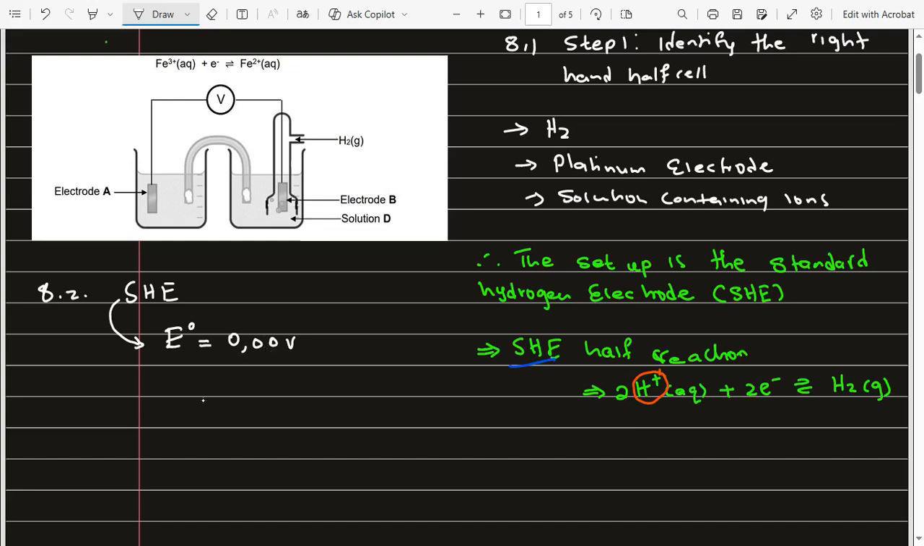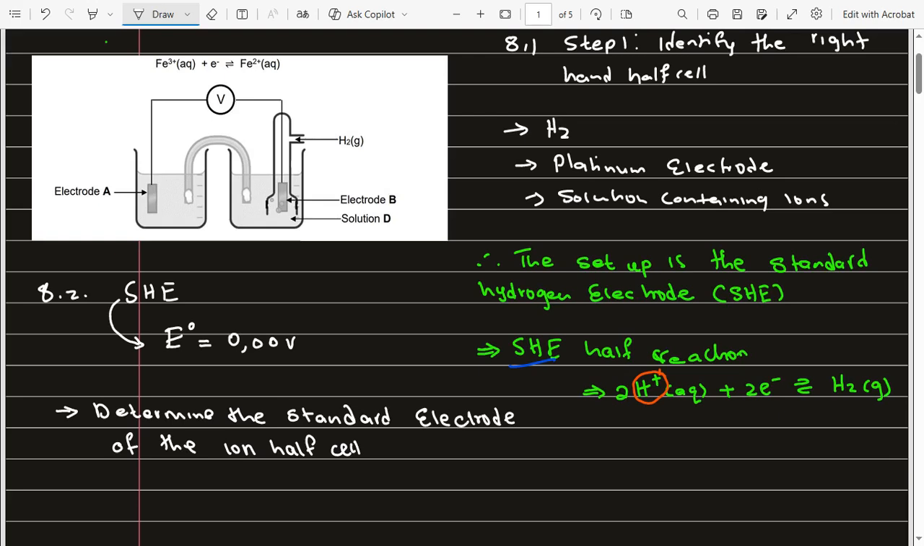So now what you're going to do is determine the standard electrode potential of the ion half cell. Okay, so let me write this down. So we're going to determine the standard electrode potential of the ion half cell. Let me quickly work on this one.